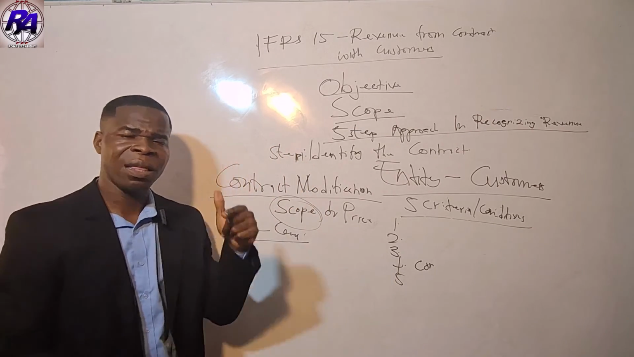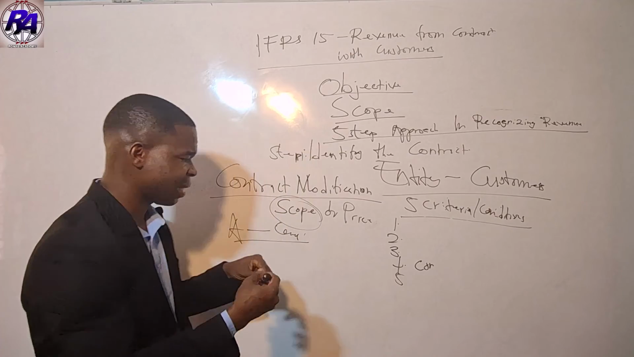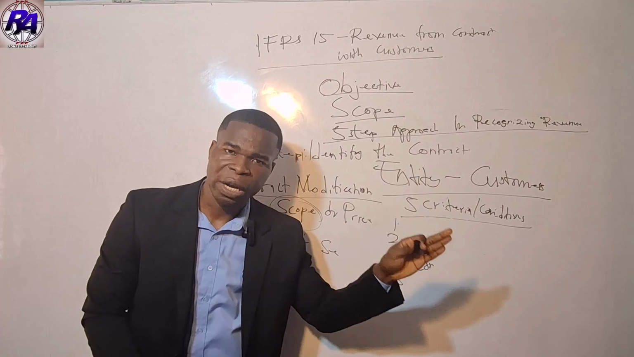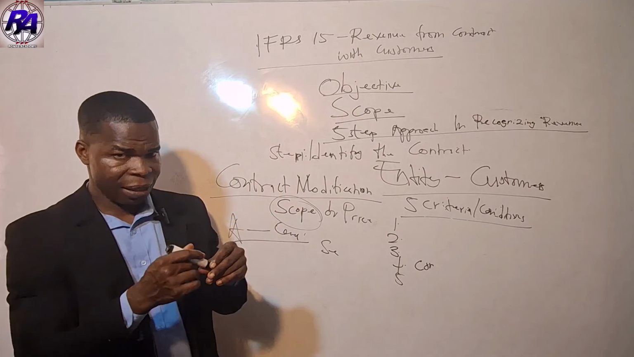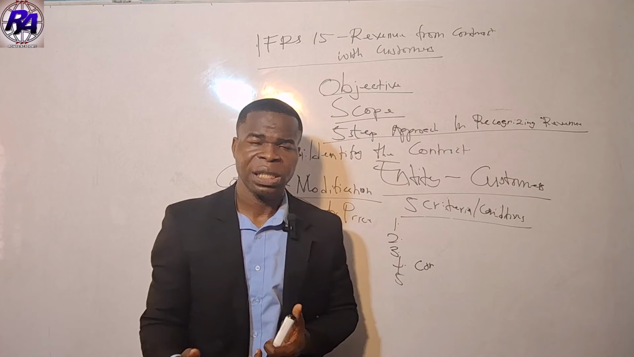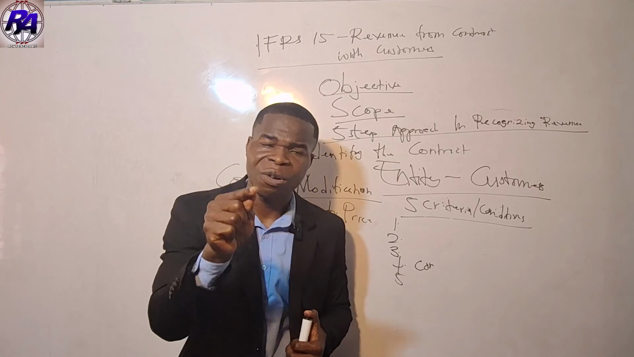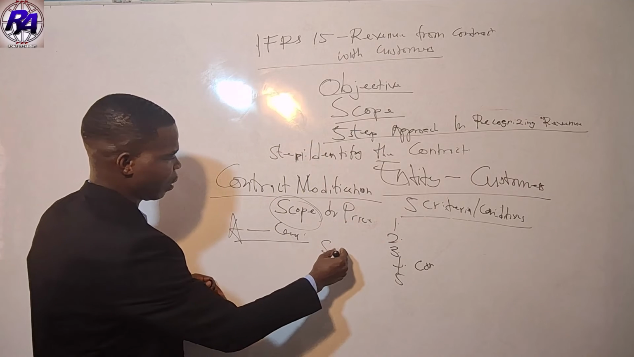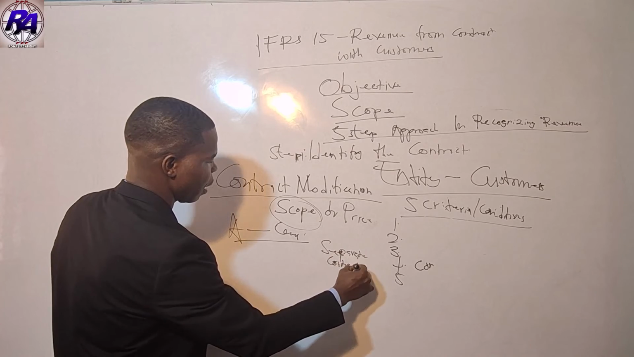Now, the standard says that anytime there's a contract modification, we must treat that contract modification as a separate contract, applying the 5 steps of recognizing revenue. That is one. Once there is a contract modification, an increase in the scope of the contract, in price, or both, any one of them happening, we account for that contract modification as a separate contract, applying the 5 steps.